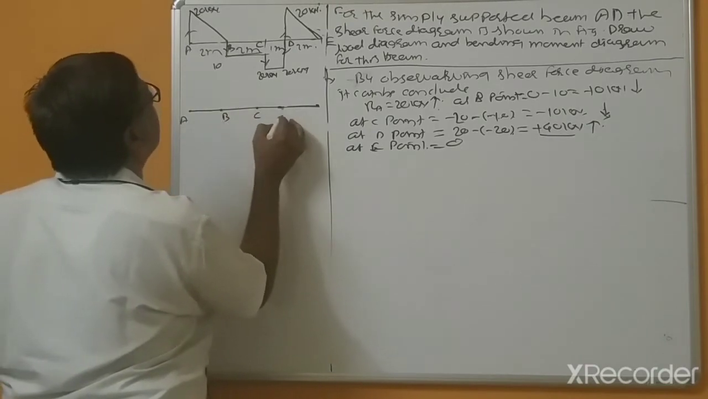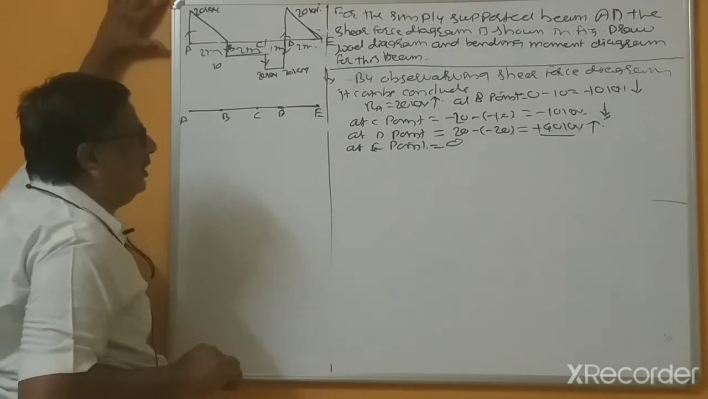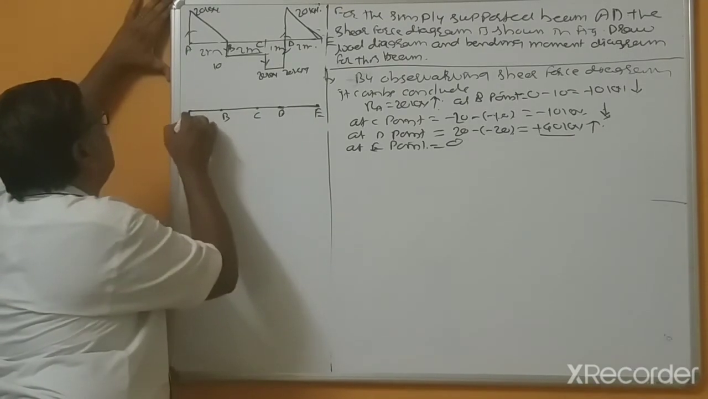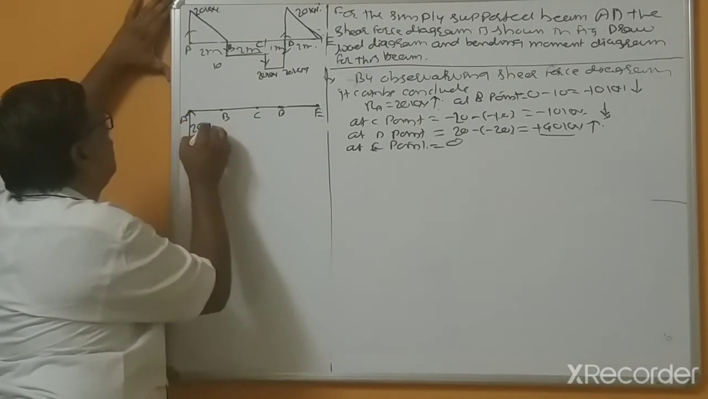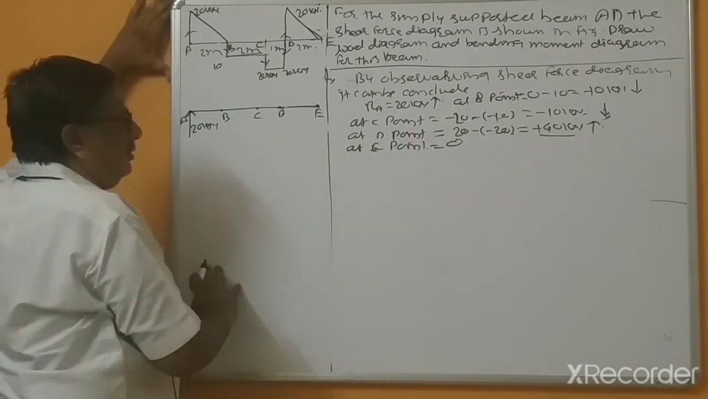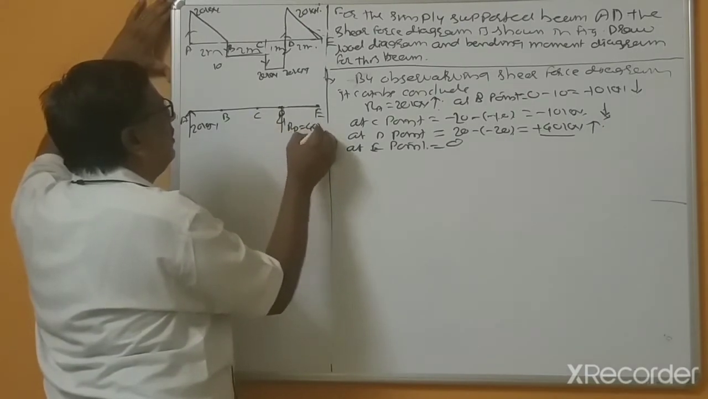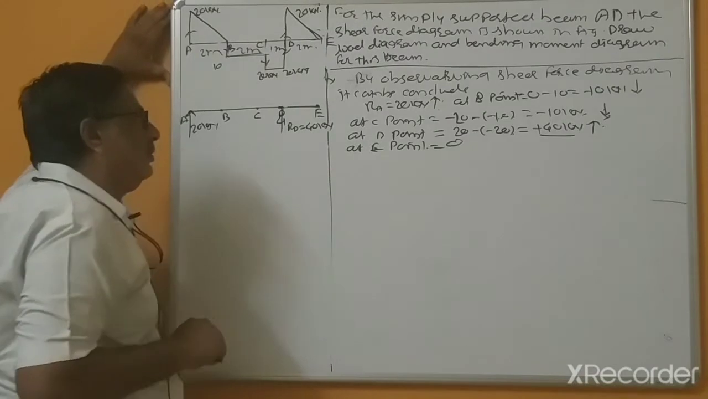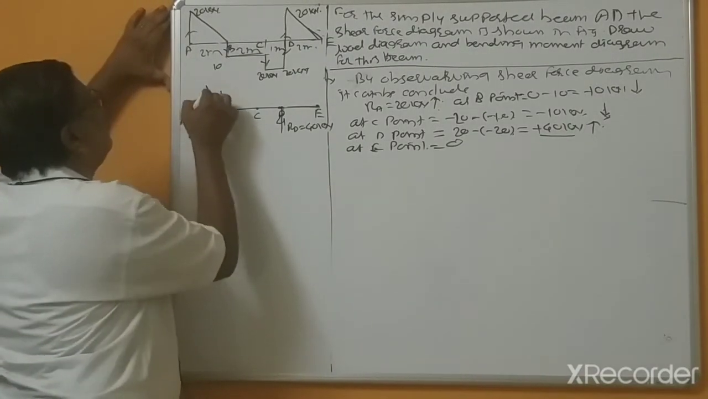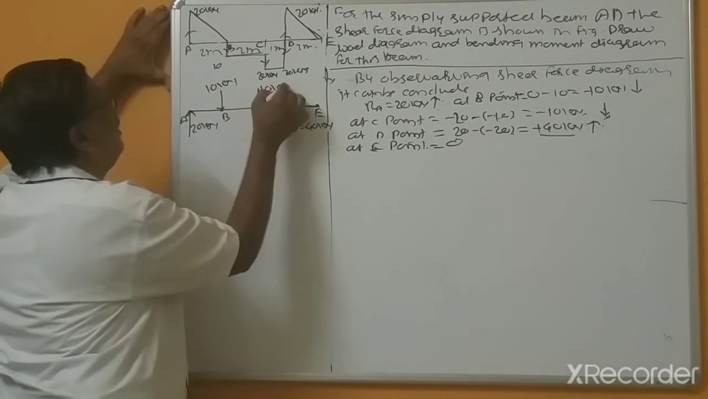A, B, C, D, E. At A point, 20 kilonewton. At D point, 40 kilonewton. Right, at C point, and at B point, 10 kilonewton. At C point again, 10 kilonewton.